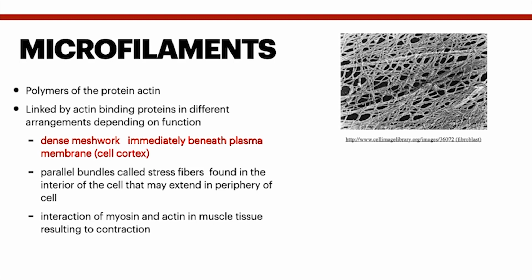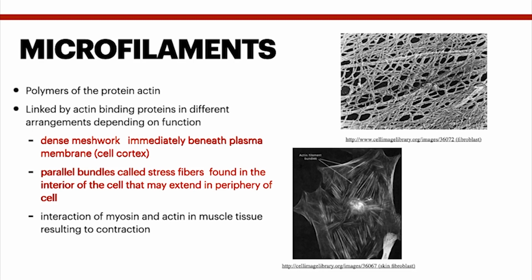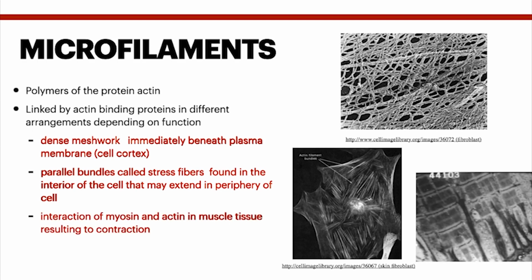Short actin filaments form a dense meshwork immediately beneath the plasmalemma to form the cell cortex needed to maintain changes in cell shape and cell movement. Parallel bundles of actin, called stress fibers, may be found in the interior of the cell and may extend to the periphery of cells. This is important for cellular contractility, providing force needed for cell adhesion and migration. Myosin and actin in muscle interact, resulting in contraction.